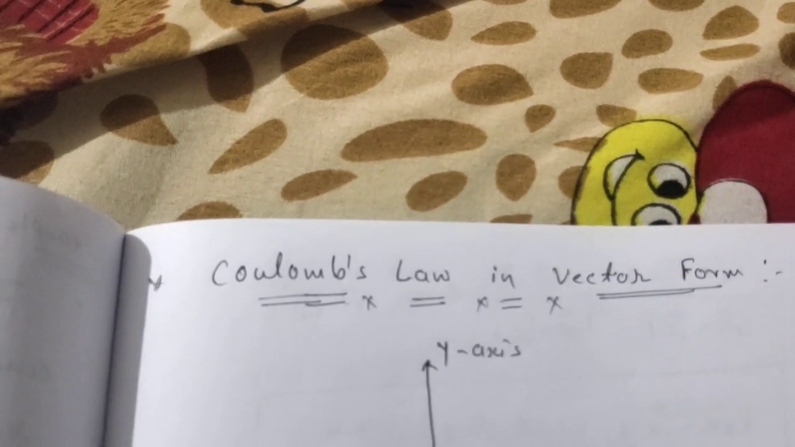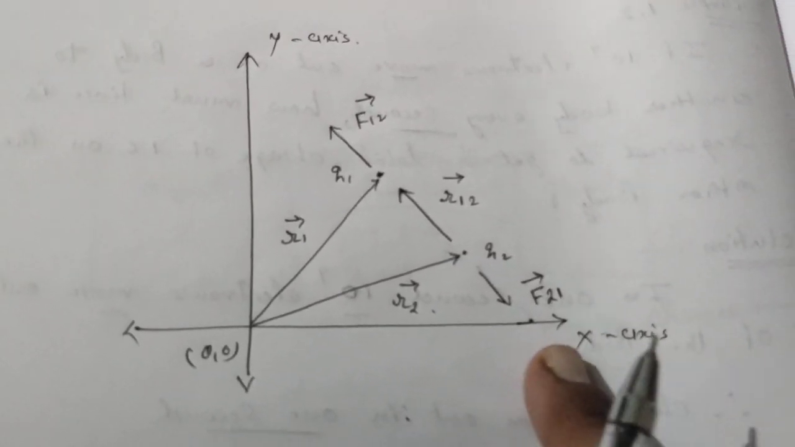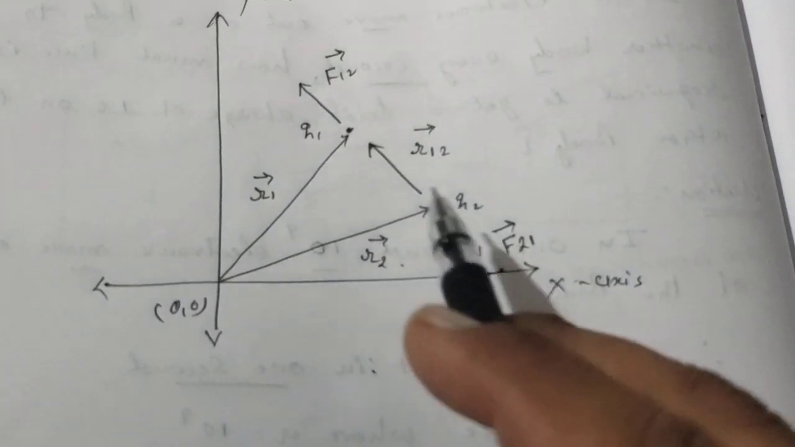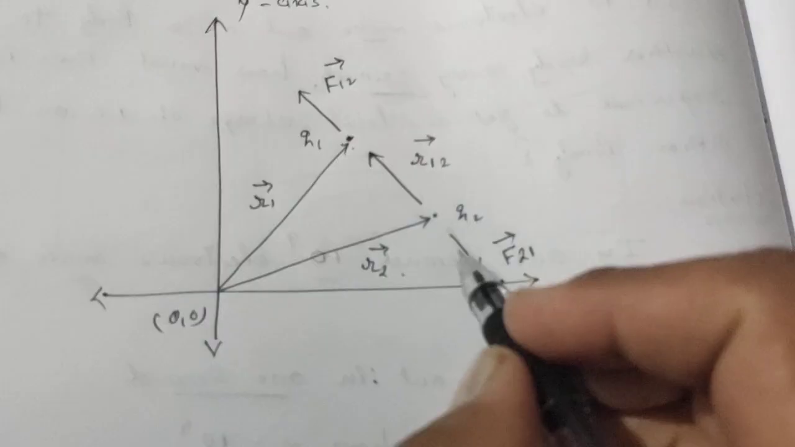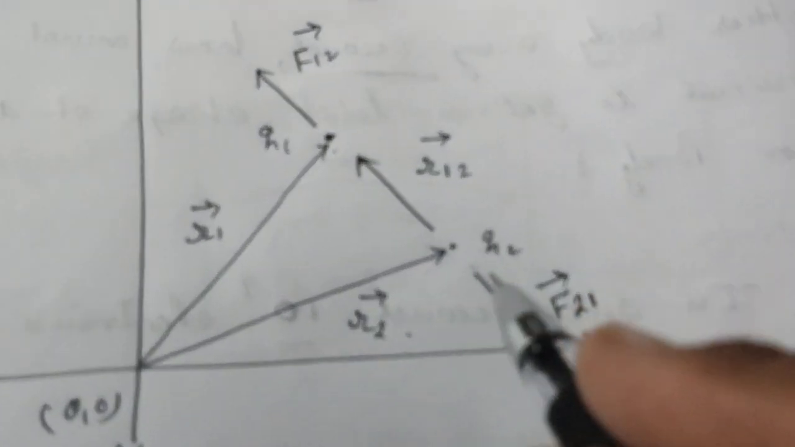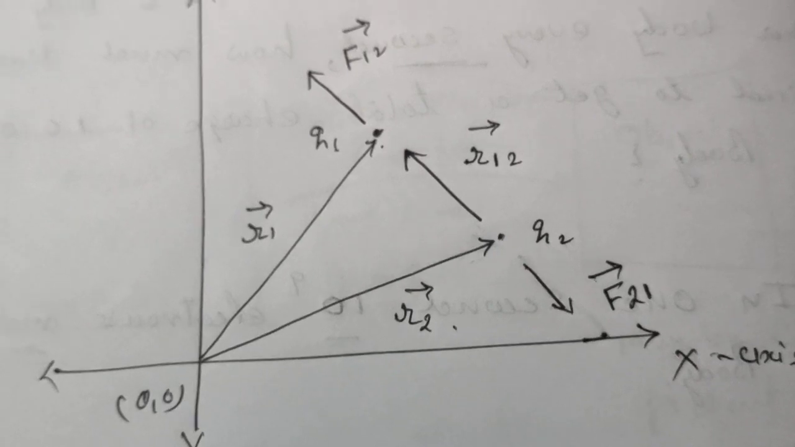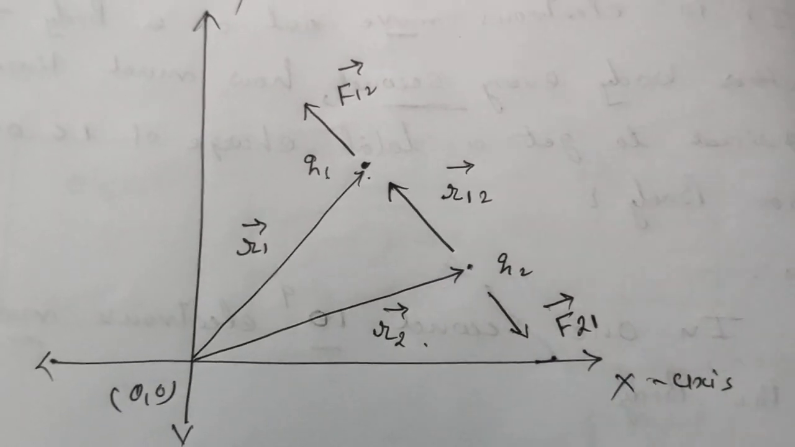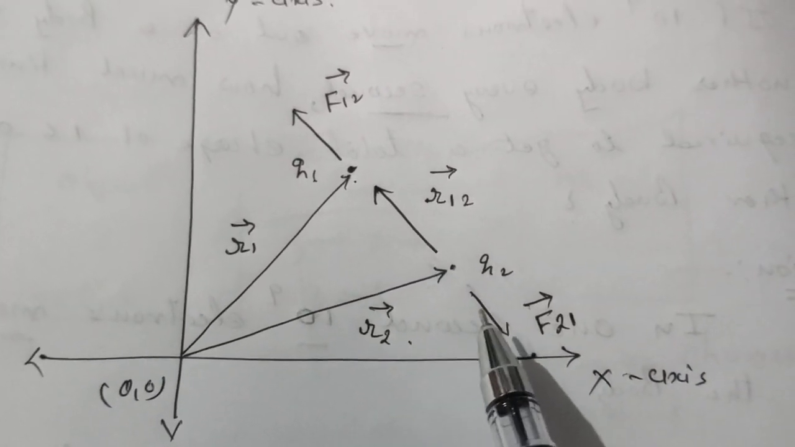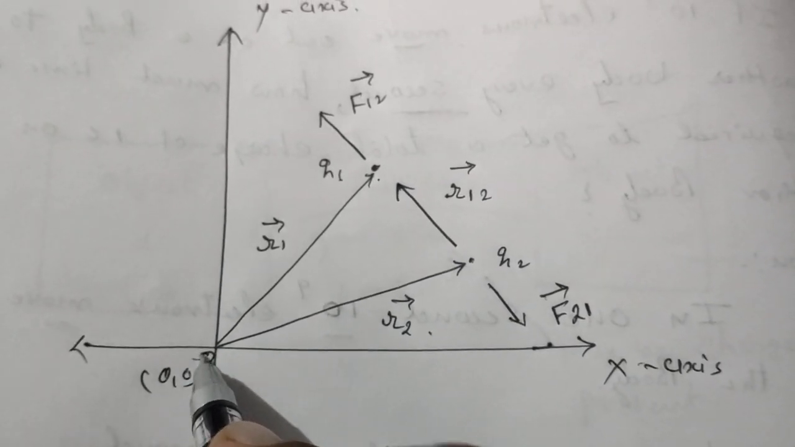So let us see its diagram first. Over here we have a diagram. See, we have an xy plane, and in the xy plane I mention the two charges. The first charge q1 is present over here, and the charge q2 is present over here. R1 be the position vector of charge q1, and R2 be the position vector of charge number 2. O be the origin of the Cartesian coordinate system.